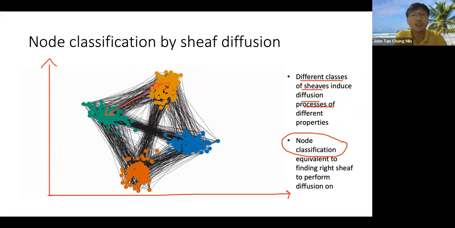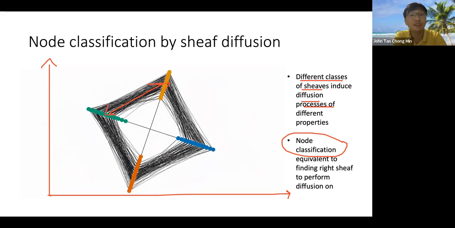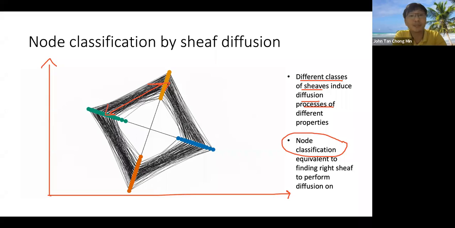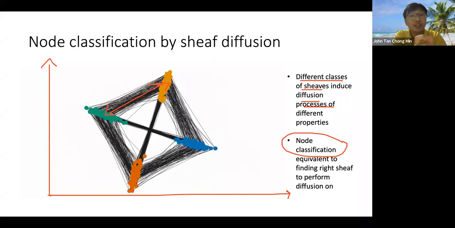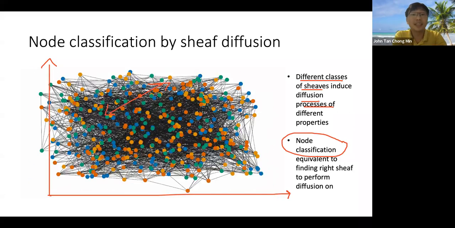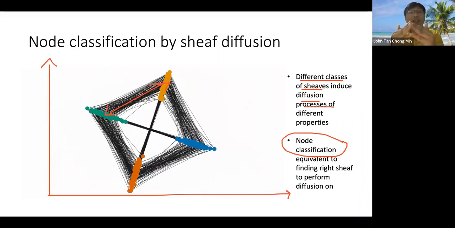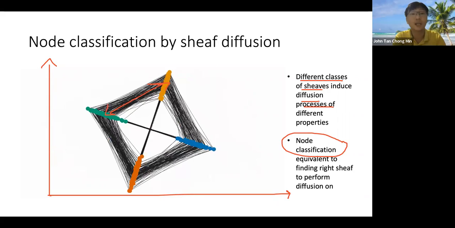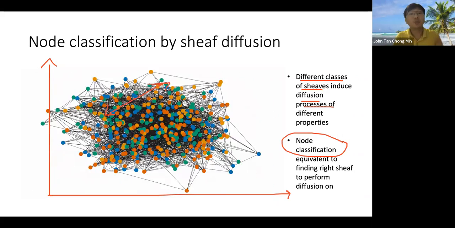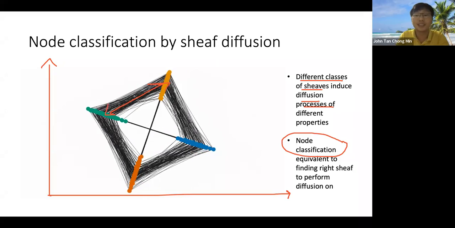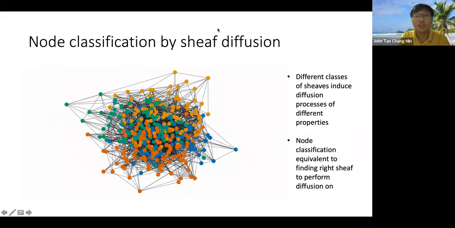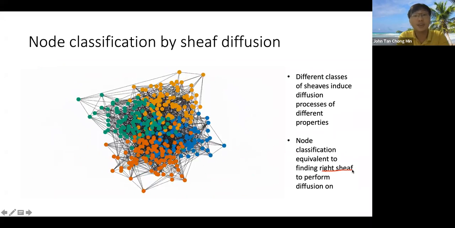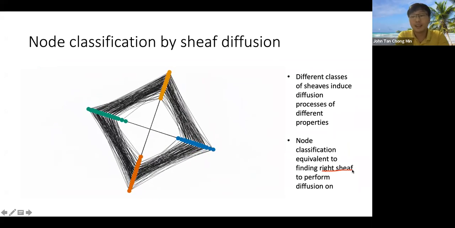Because if you can find the right sheaf, it's easier said than done, right? Finding the right sheaf means what? It means you already know which classes are separate from each other. Because to get the right sheaf, you need to match the signs of the sheaf such that the two different mappings must be different signs when the classes are different, and the same sign when they are the same. Of course, different and same sign is only for the d equals 1 case. If you have a higher dimension, you have to do the same kind of thing. You need to deconflict between the different classes. So if you can find the right sheaf to do the diffusion process on, essentially you have already done node classification. So this is kind of the idea.